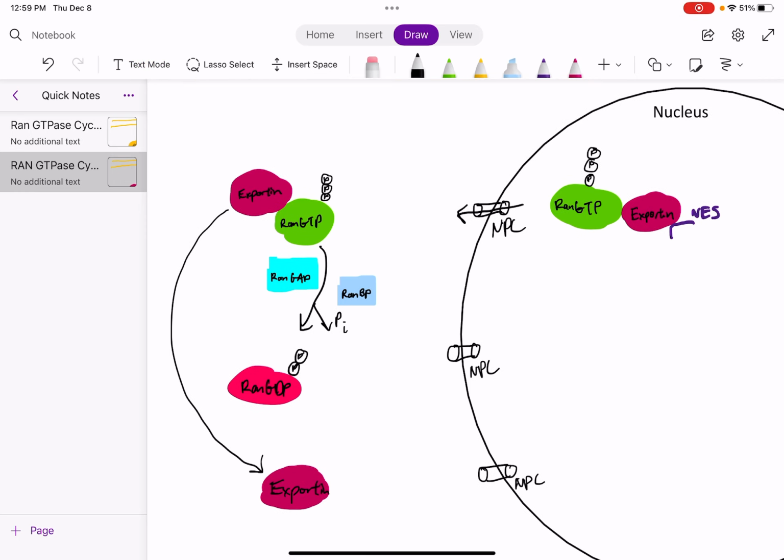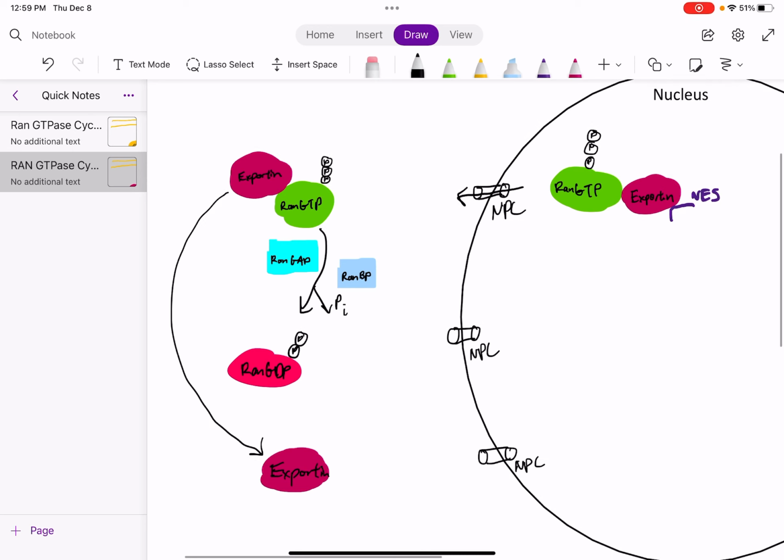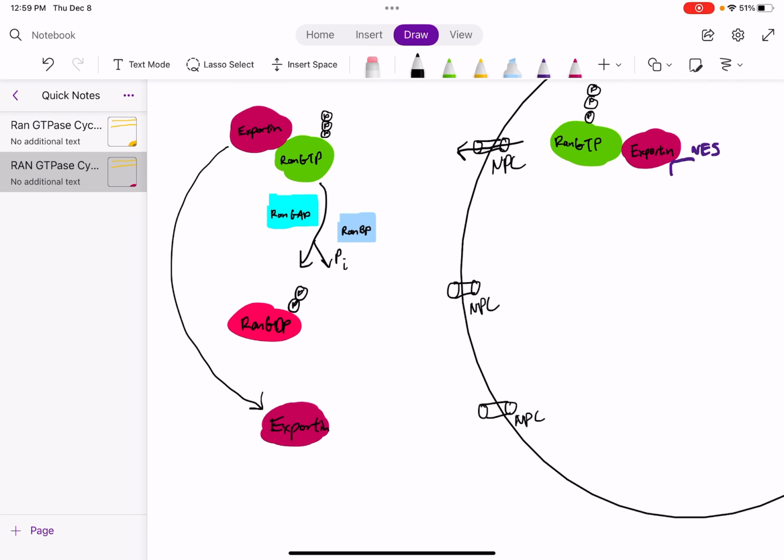gets acted on by RAN-GAP and RAN-BP. This removes the phosphate group from RAN-GTP and turns it into RAN-GDP. By doing so, it also kicks off exportin, and now you're left with RAN-GDP and exportin. These two can re-enter the nucleus.